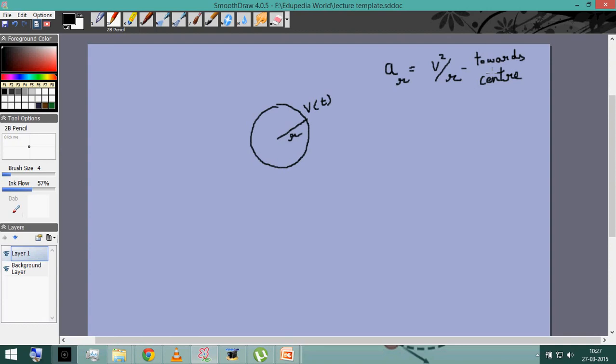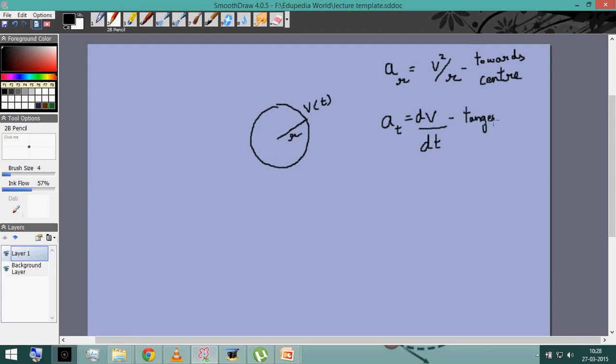And this is always true. Whether the particle is moving with a constant speed or variable, at any instant of time, it will have an acceleration equal to v square by r towards the center. Now if it's moving with a variable velocity, there is another acceleration which actually measures the change in magnitude of velocity. You could sort of think of the radial acceleration as measuring the change in direction of velocity, and the tangential acceleration as measuring the change in magnitude of velocity, which is the change in speed.